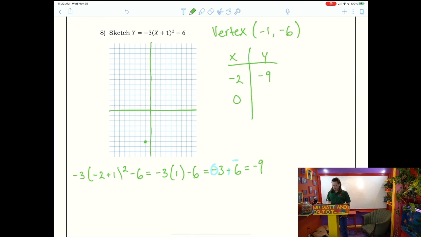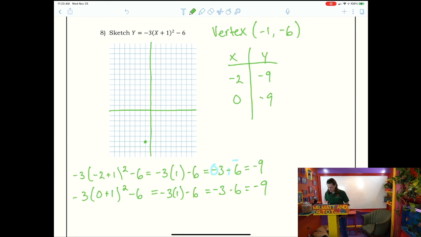And at 0, we're going to have negative 3 times 0 plus 1, quantity squared minus 6. 0 plus 1 is 1, so we have negative 3 times 1 minus 6. That's going to be a negative 3 minus 6. Again, that's going to be negative 9. So at x is equal to negative 2, we're at negative 9.